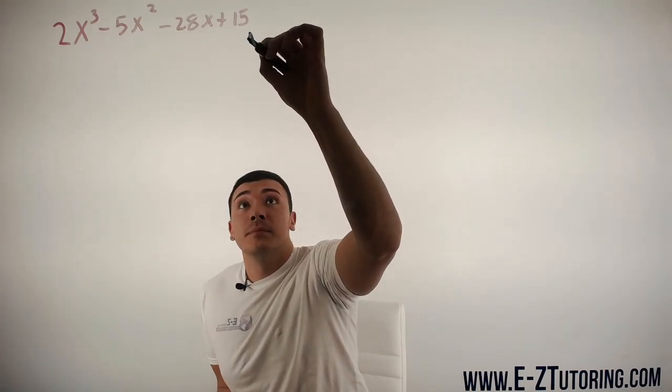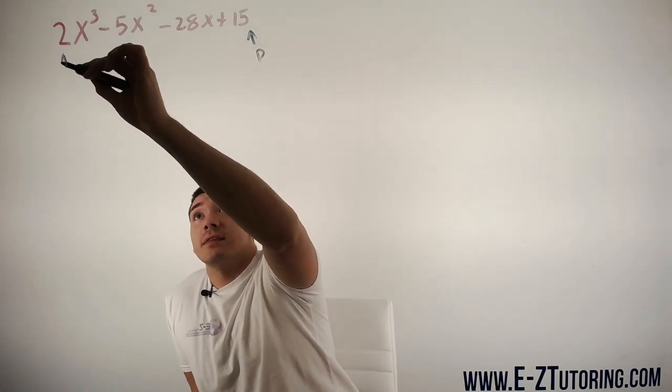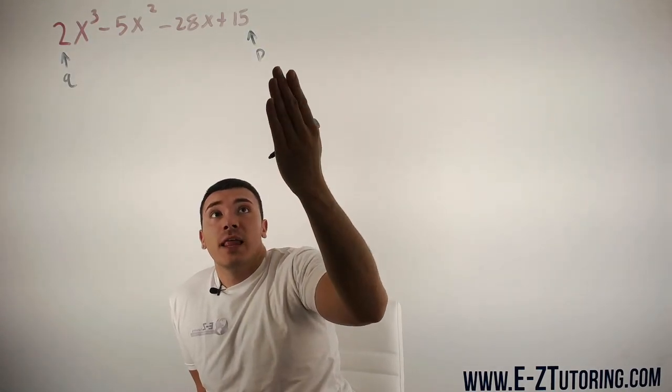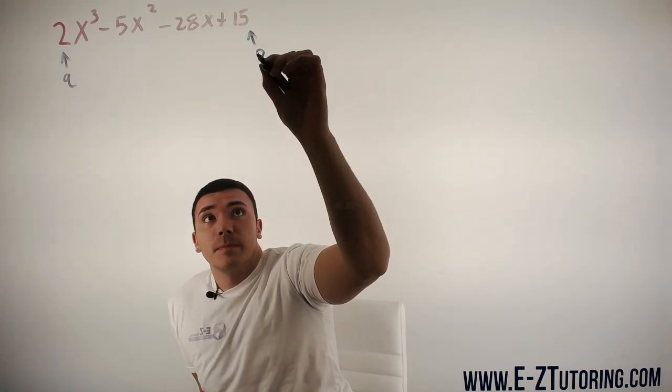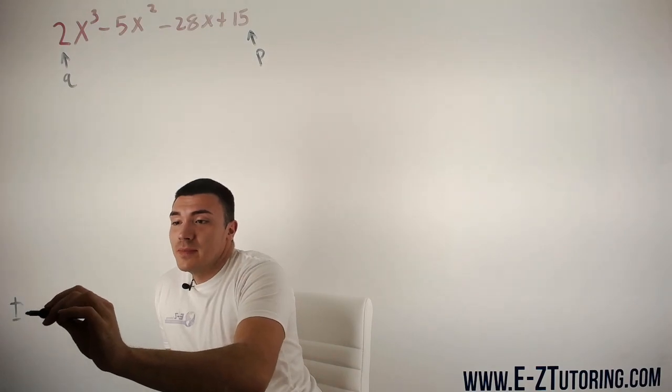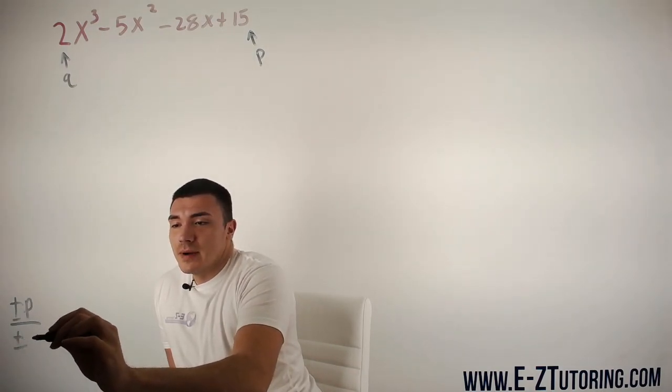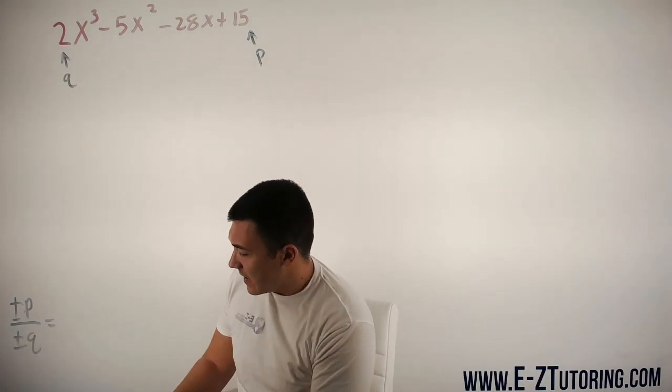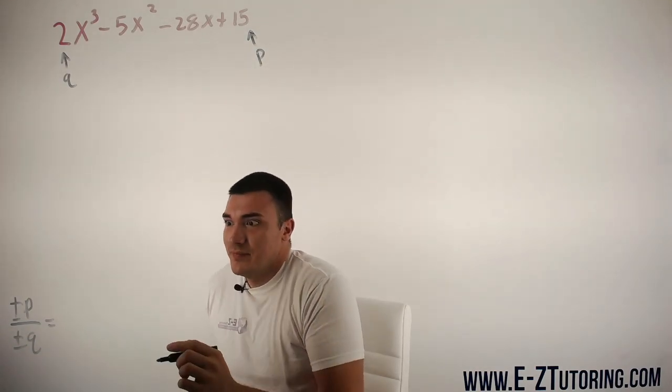This is P, and this is Q. Your last and your first numbers. To find your possible zeros, all you do is you set up plus or minus P over plus or minus Q. And you are going to get a lot of numbers.